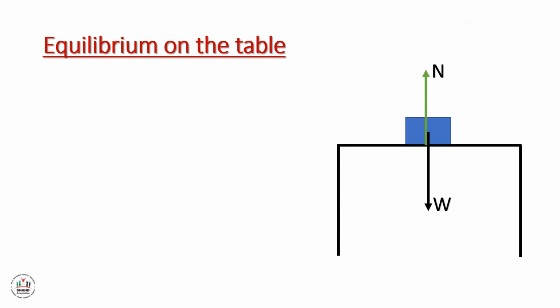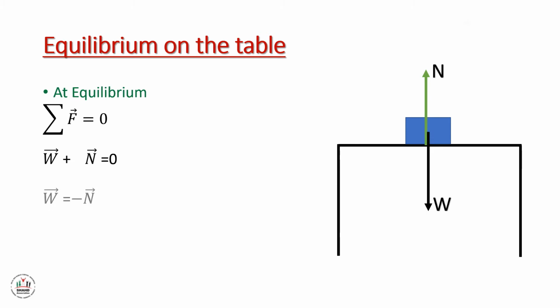Because the object is at rest, we can apply the equilibrium condition. Summation of forces should be equal to 0 vector. So W vector plus N vector should be equal to 0 vector. If we take the normal to the other side, we get W vector equal to minus N vector. As a magnitude, we can write that W is equal to N.